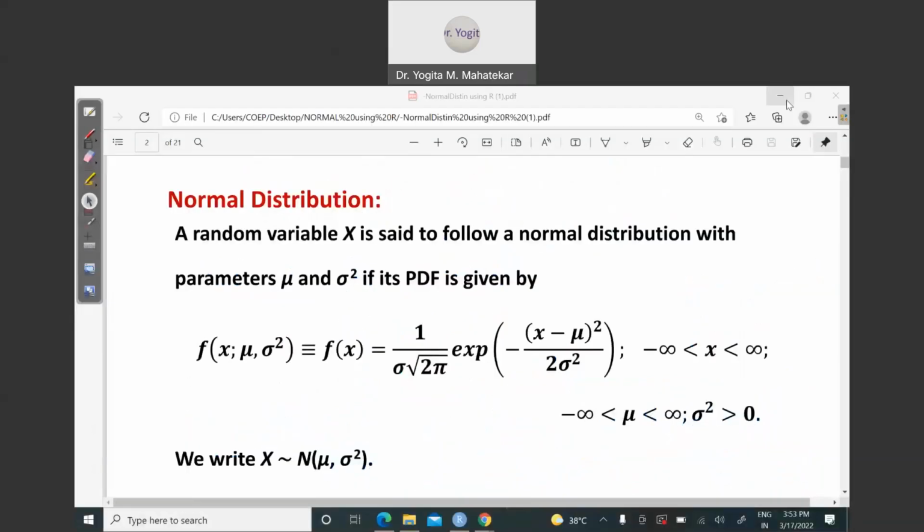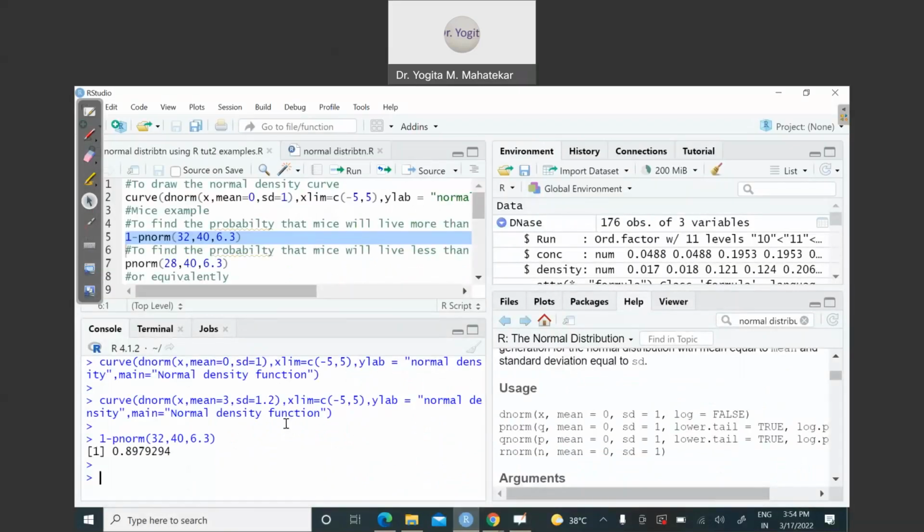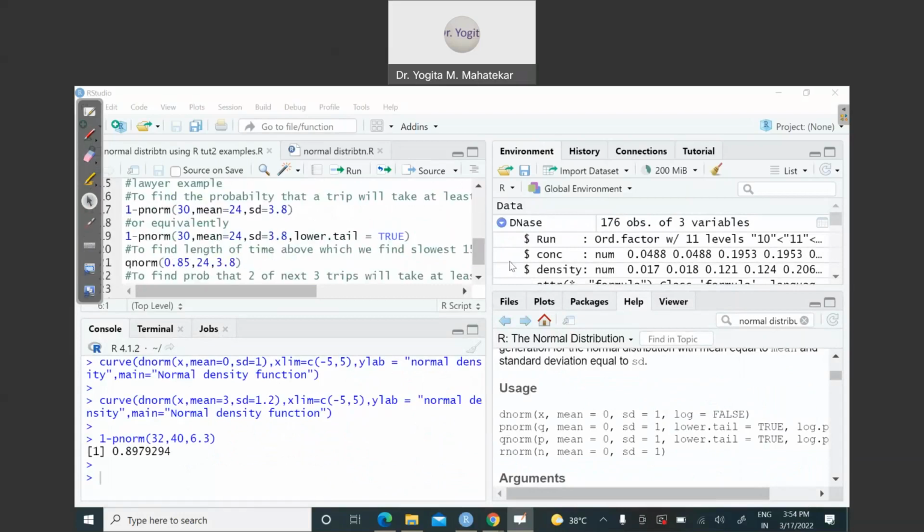One important feature of R software you can understand is there is no need to convert this usual normal distribution or random variable to a standard normal variable, say capital Z. Now secondly, that command also I have written over here in the script files to find the probability that the mice will live less than 28 months.